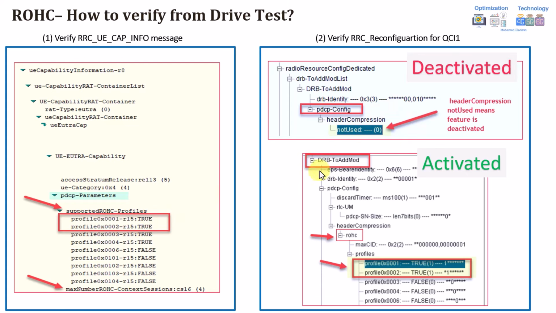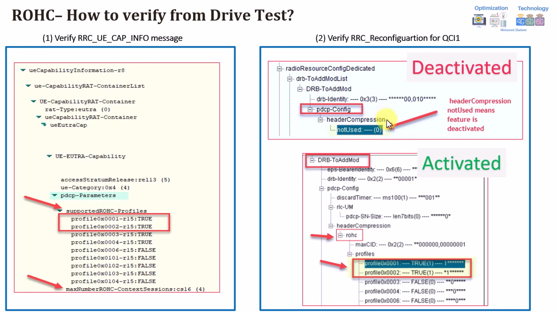And here from the eNB side, during the RRC configuration, when sending the RRC configuration to configure the QCI 1 data radio bearer, it will send under the PDCP configuration the ROHC setting in the PDCP layer. So if it's sent as not used, this means header compression is not being activated. The feature may be off, not working.